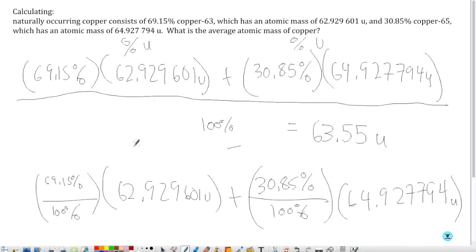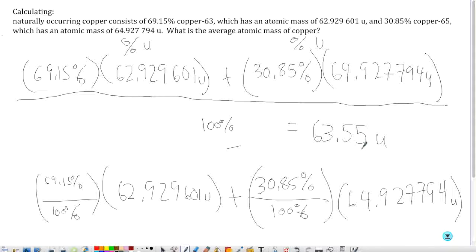And I'm going to double check here, okay? One of the things that I see people do here is forget to check their work. I know that the average atomic mass has to be somewhere between 62.9 and 64.9. Okay, so you just have to kind of keep things in mind, right? If I had gotten an average atomic mass of, let's say, 6,355 U, I'll see people just leave that because they don't double check their work.